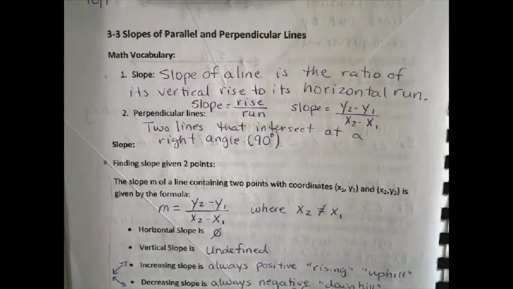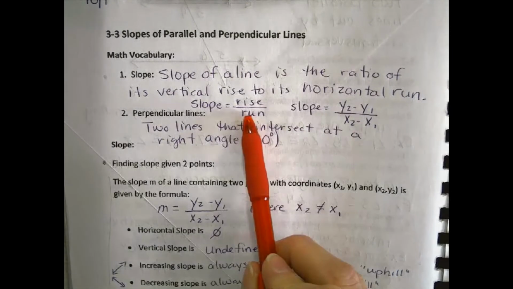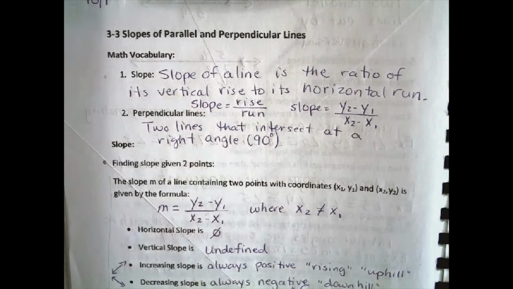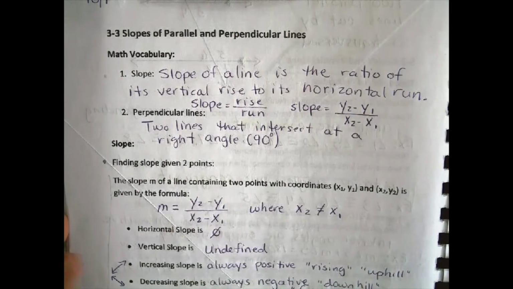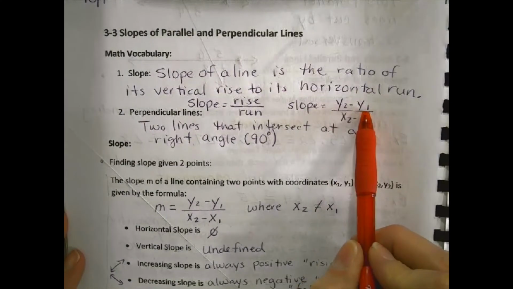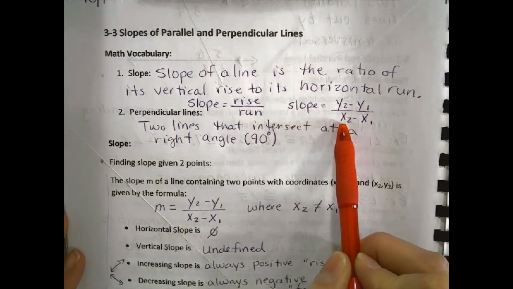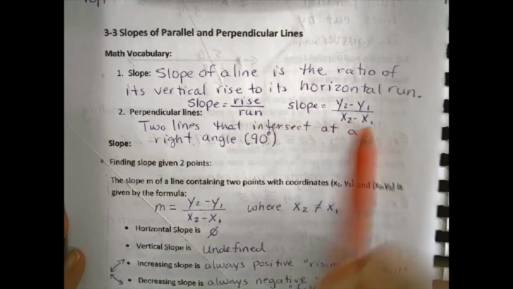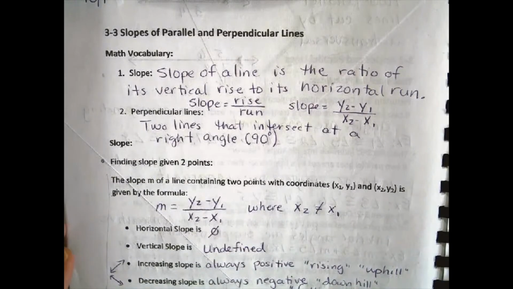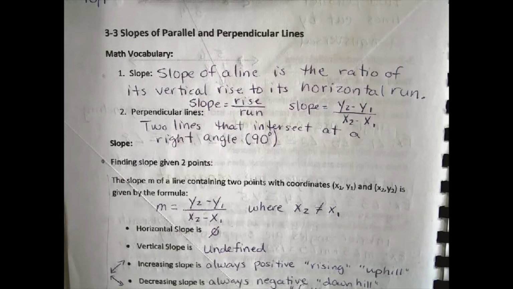This lesson is about slopes and distance. The slope of a line is the ratio of its vertical rise to its horizontal run. You probably learned long ago that slope equals rise over run. When given 2 points, if you'd like to calculate the slope, the formula is slope equals y2 minus y1 divided by x2 minus x1. As a reminder, perpendicular lines are two lines that intersect at a right angle. Therefore, they form a 90-degree angle.